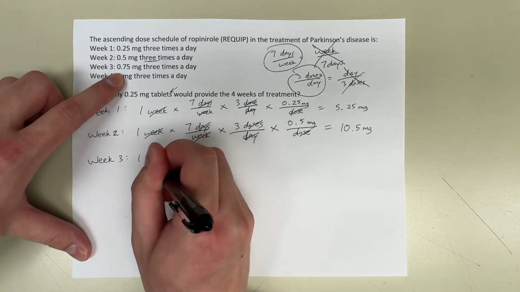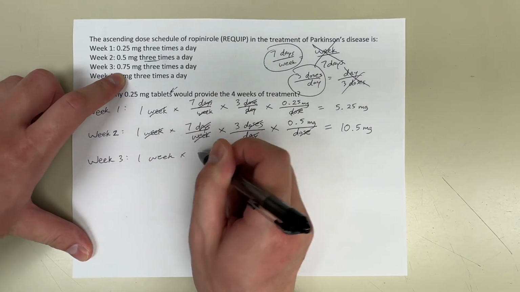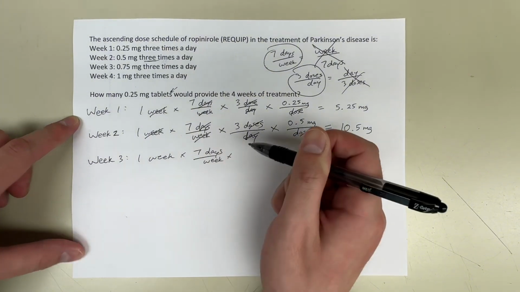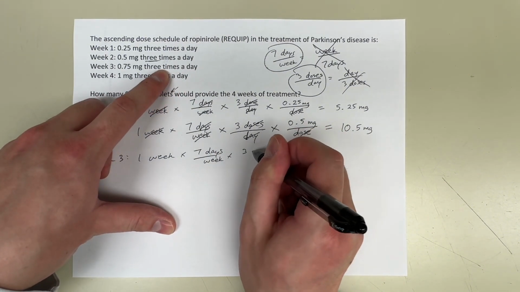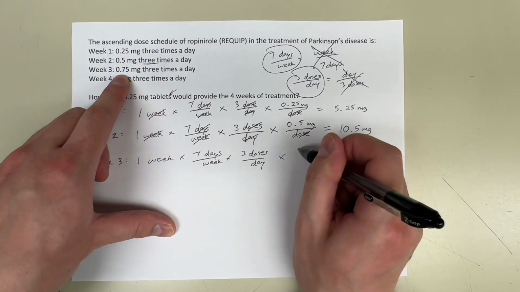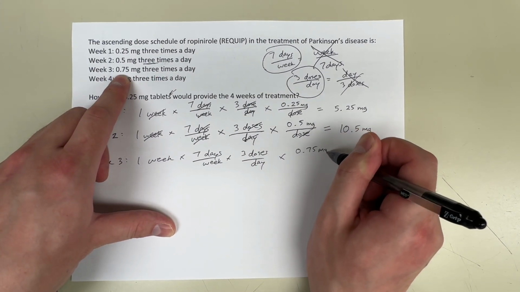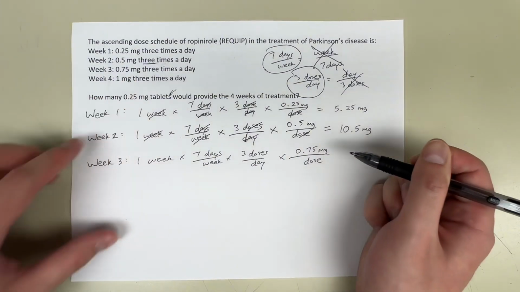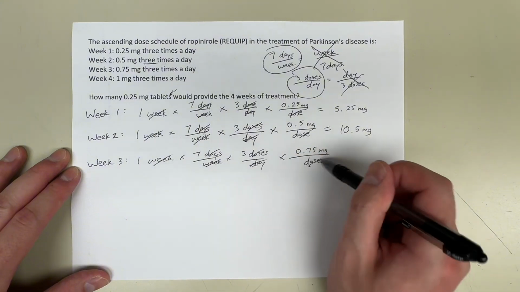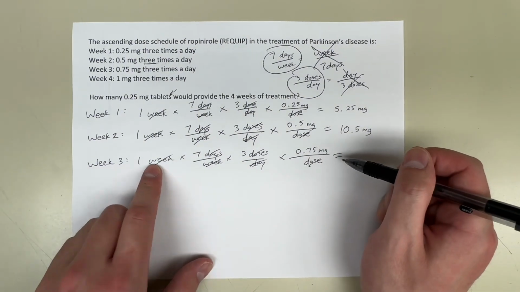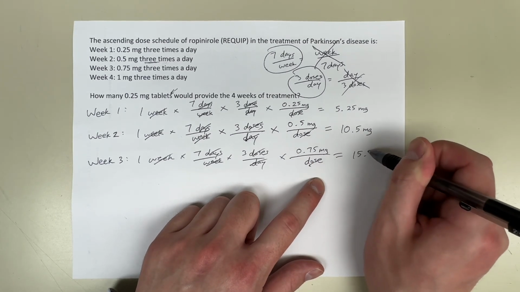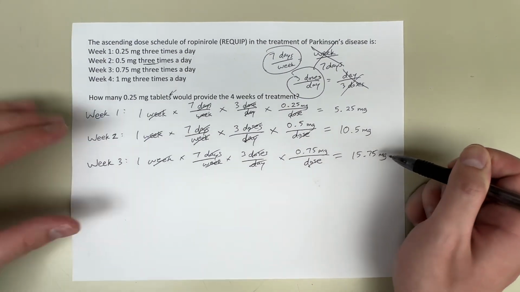So week 3, 1 week, times the 7 days in a week, times 3 doses per day, times 0.75 milligrams per dose. These cancel out this, days cancel out days, dose cancel out dose. So solve for this: 1 times 7 times 3 times 0.75. That equals 15.75 milligrams.